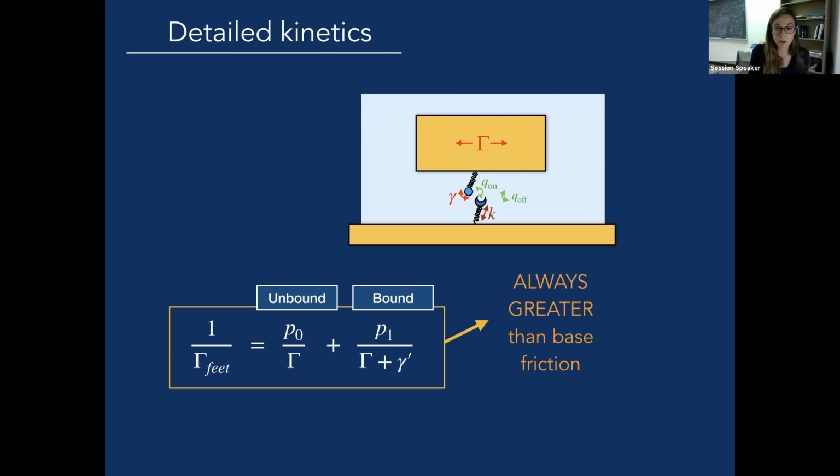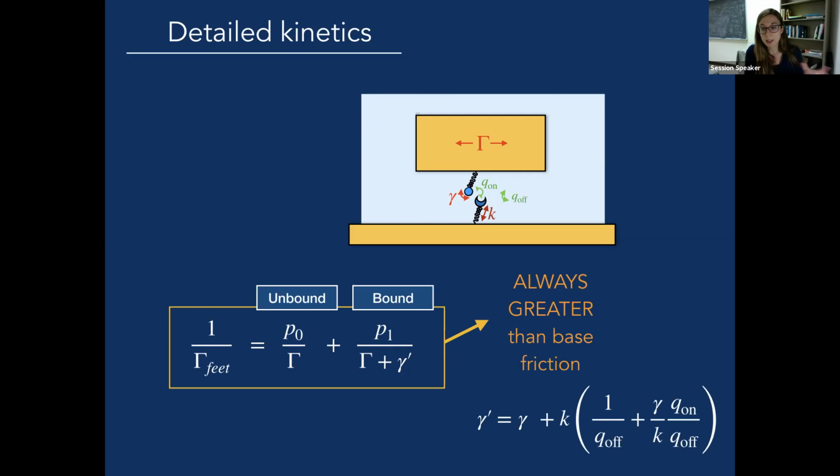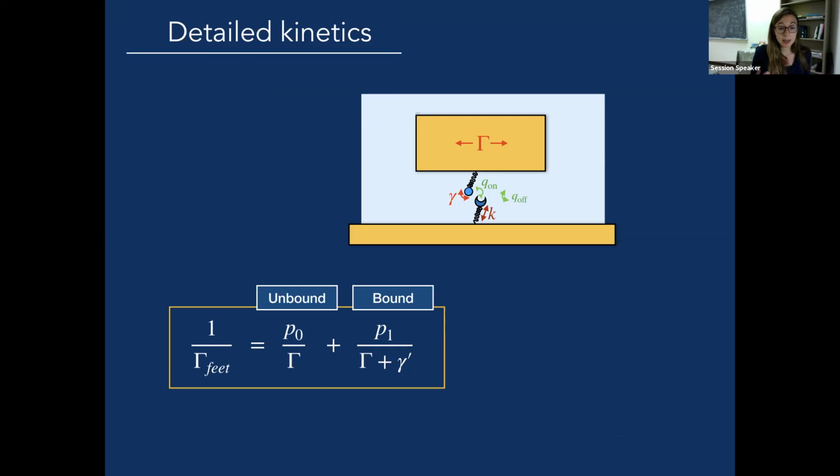Gamma prime is positive, and gamma prime writes as a sum over all these parameters that I've introduced earlier. I'm not going to go into the details of that, but the baseline is that the friction coefficient overall is just a nice weighted sum of the unbound and bound coefficients.